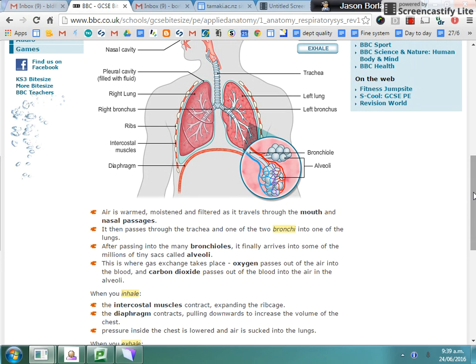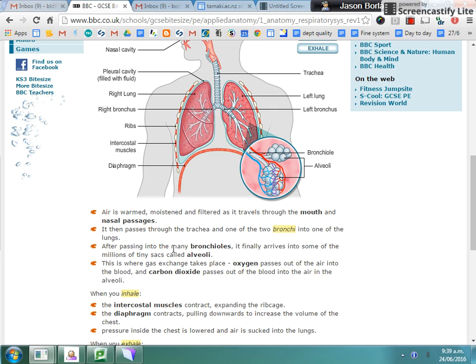Now, to enable air to come in, what you require is to either make your lungs big or make your lungs small. When you make your lungs small, the air pressure becomes higher inside your lungs, and air will move from the high pressure in your lungs out to the lower pressure on the outside. When you expand your lungs out, breathing in, you lower the air pressure in your lungs, and air will move from the high pressure, which is now outside, into the lower pressure in your lungs.